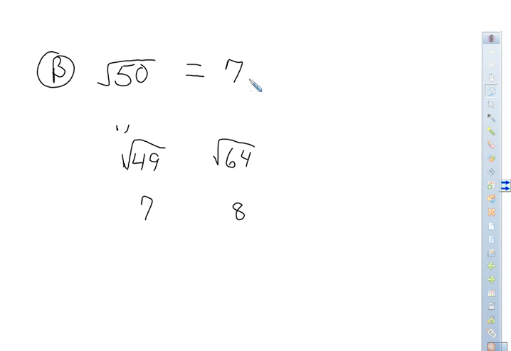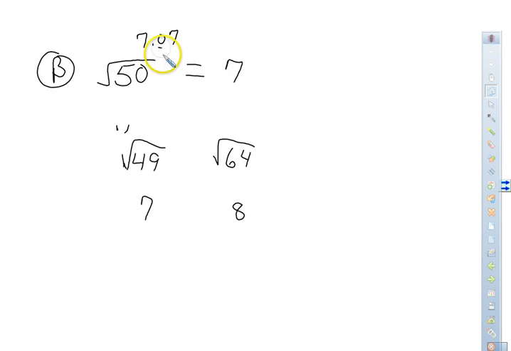Now if you used your calculator, again, hit the second button, and then hit the squared button, where you'd see the square root written below it. It's usually right next to the 7. Then type in 50. You would get 7.07.